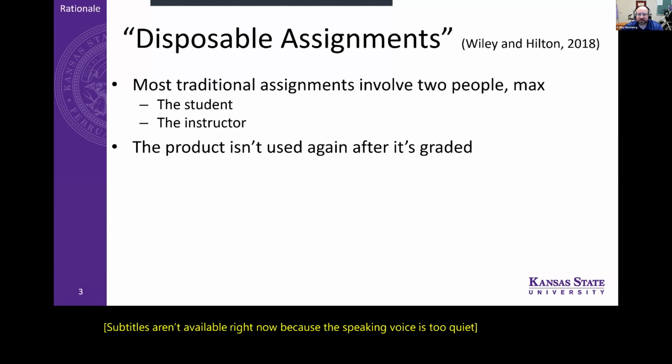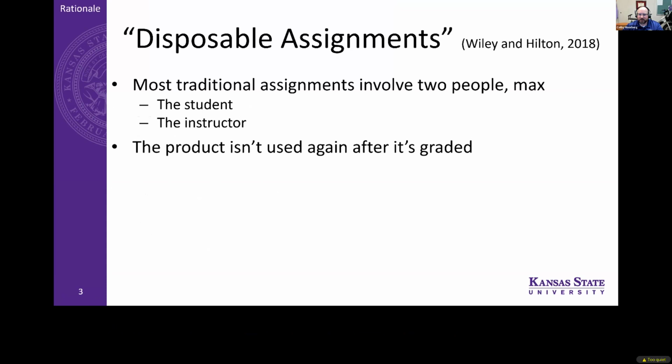So to start with, for the rationale, there's this term called disposable assignments. You might have heard this term before, but what I mean by that is an assignment where the only people that interact with that assignment are the student that creates it and the instructor that grades it. And after it's graded, no one ever sees it again. We've all taught with these, I'm sure, and I still do. I haven't converted all my assignments to open pedagogy type assignments yet.